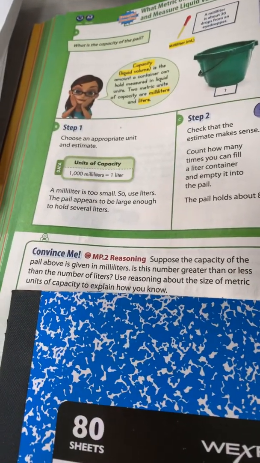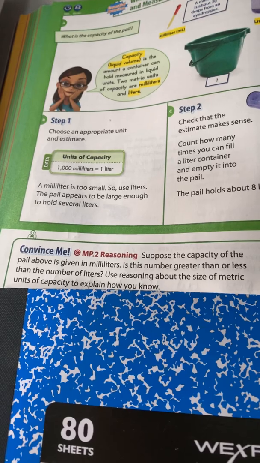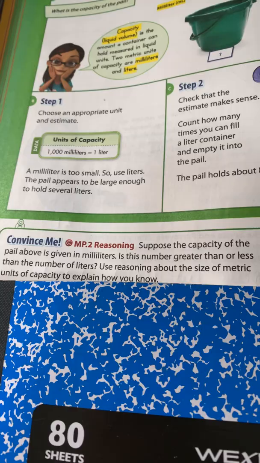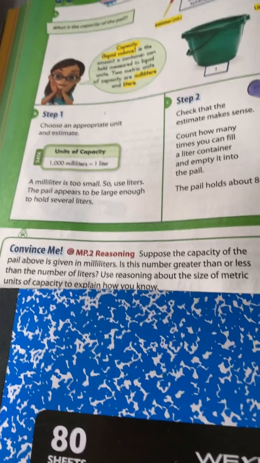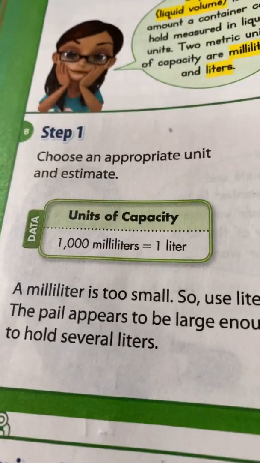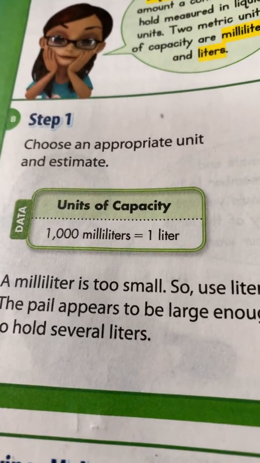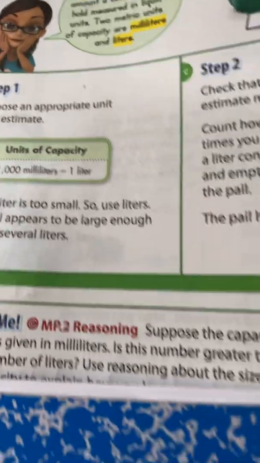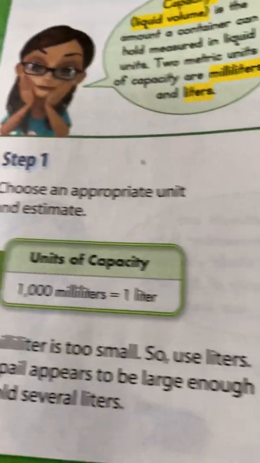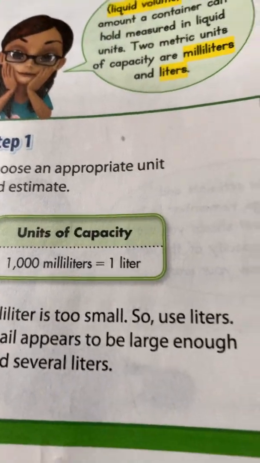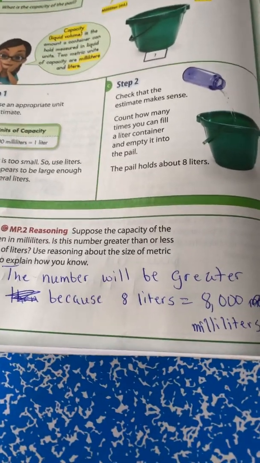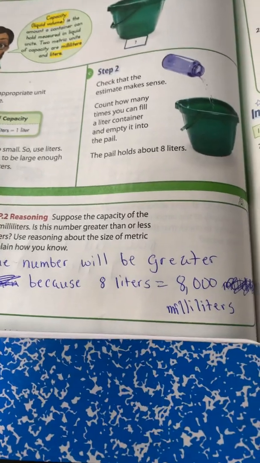Suppose the capacity of the pail is given in milliliters. Is this number greater or less than the number of liters? Use reasoning about the size of metric units of capacity to explain how you know. Well, we know that 1,000 milliliters equals 1 liter. So if we had 8 liters, 8 liters is going to equal how many milliliters? 8,000 milliliters. So the number will be greater because 8 liters equals 8,000 milliliters.